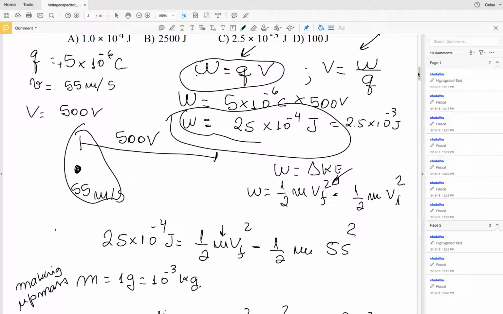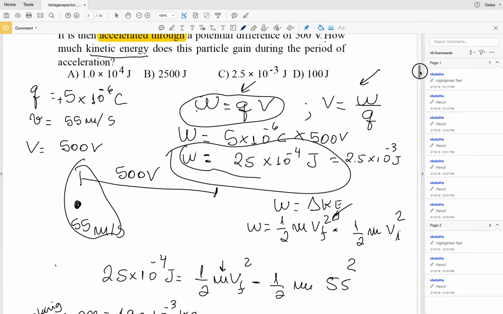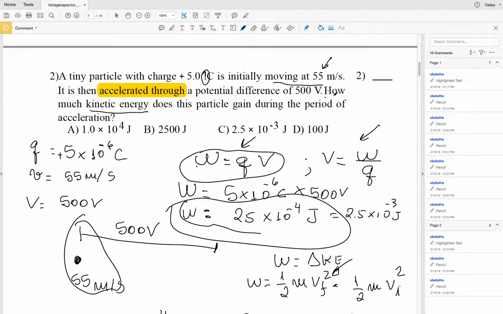So the work is equal to kinetic energy? Yeah. The work done on the particle is equal to the change in kinetic energy, the final minus initial. But what the problem is asking is how much kinetic energy does this particle gain? So what's the excess in kinetic energy? What is the del KE? But the del KE is directly given by the work. Right?